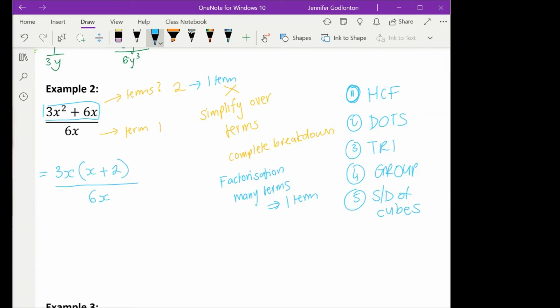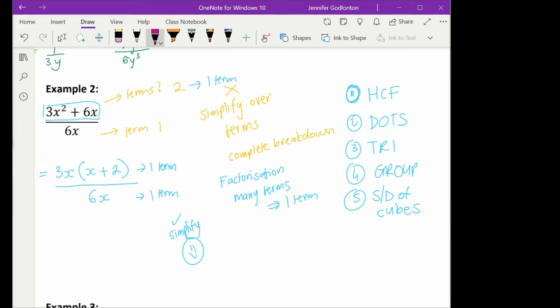Now we just do a little check with ourselves. On our top, we've got one term. On our bottom, we have got one term. And because they are both one term, that means we are allowed to simplify. As soon as it is one term on the top and one term on the bottom, we're allowed to simplify, which is awesome. So now we can look at some cross simplification happening over here, even though it's just one fraction. So it's just simplifying the fraction.